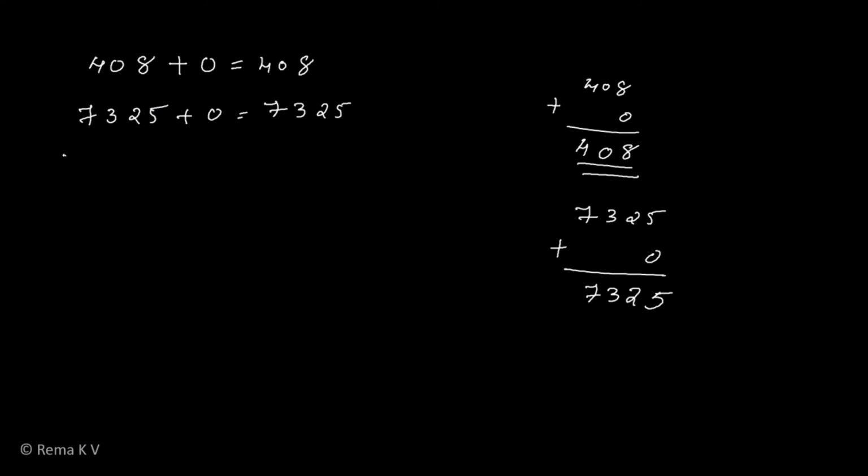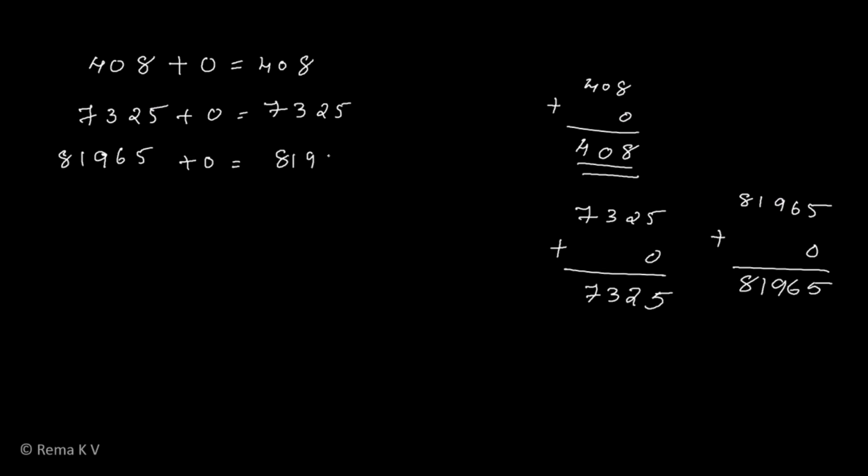Let us try one more question. 81,965 plus 0. Adding these two, 5 plus 0 is 5. Here it is 6. Here it is 9. Here it is 1. Here it is 8. So you are getting 81,965. The same number you are getting.